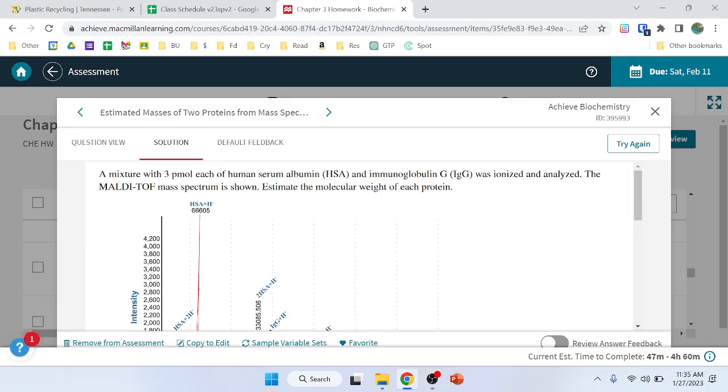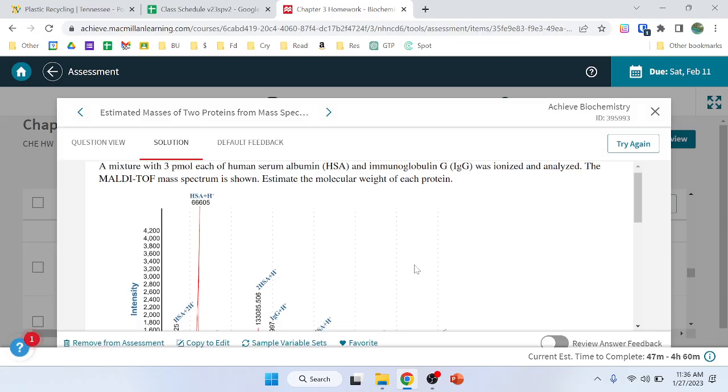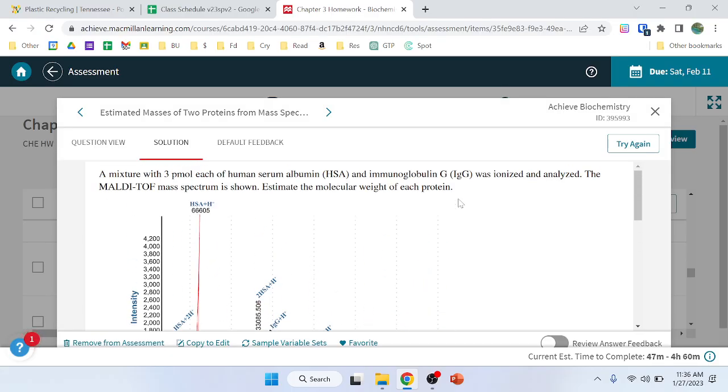So a mixture of three picomoles each of human serum albumin, HSA, and immunoglobulin G, which is IgG, was ionized and analyzed. The MALDI-TOF mass spectrum is shown below, and that's this one right here. Estimate the molecular weight of each protein.